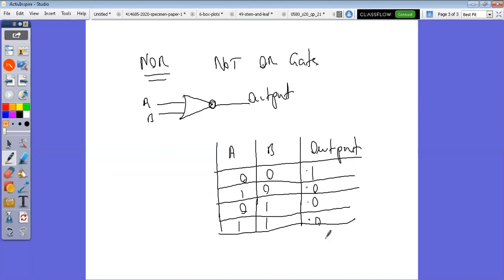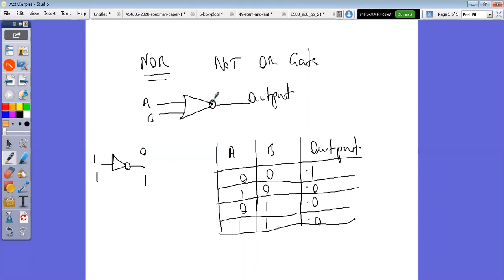Okay. It's reversing. I'm saying OR gate, then I'm putting a NOT at the end. How do you get that? Because a NOT gate on its own is like this. If I say one here, it's zero. If I say zero here, it's one. Makes sense? It's reversing.